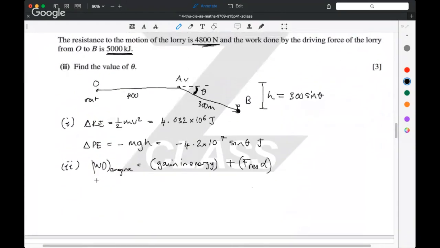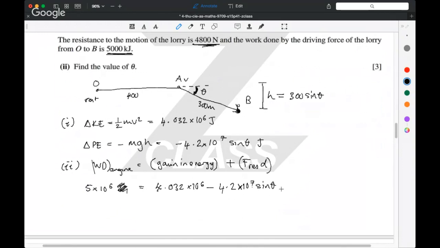Well, the work done by the engine, we're told, is 5,000 kilojoules. So that's 5 times 10 to the 6 joules, right? And I'm going to stop writing joules because everything's going to be in joules. And this is equal to the gain in energy. Well, it's gained some kinetic energy, so it's 4.032 times 10 to the 6. But it's lost potential energy, so it's minus 4.2 times 10 to the 7. So you can see it's actually lost energy in net energy, but it's just a negative gain in energy.